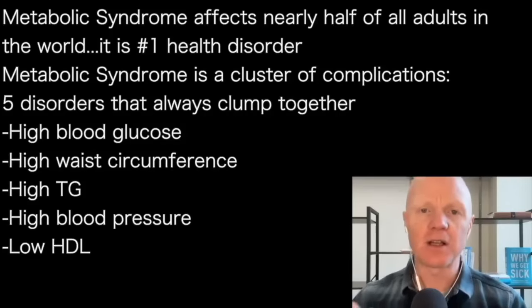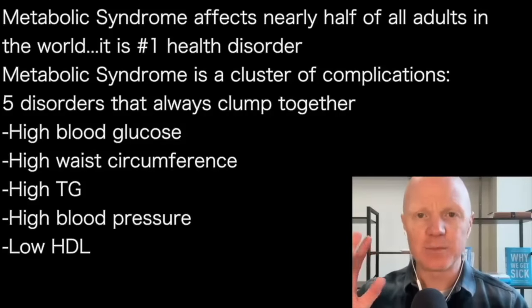Metabolic syndrome is a cluster of complications, in particular, 5 disorders that were noticed over the years to always clump together. They are, in no particular order, a bunch of highs and a low. So, high blood glucose, high waist circumference, high triglycerides, high blood pressure. Those are the highs, the 4 highs. And then lastly, the one low: HDL. So let's just revisit those each very, very briefly.